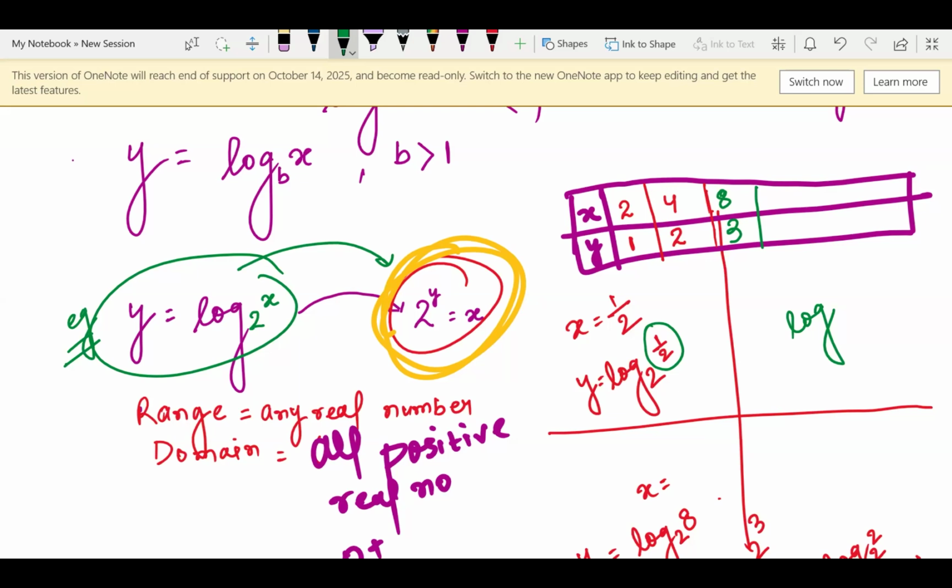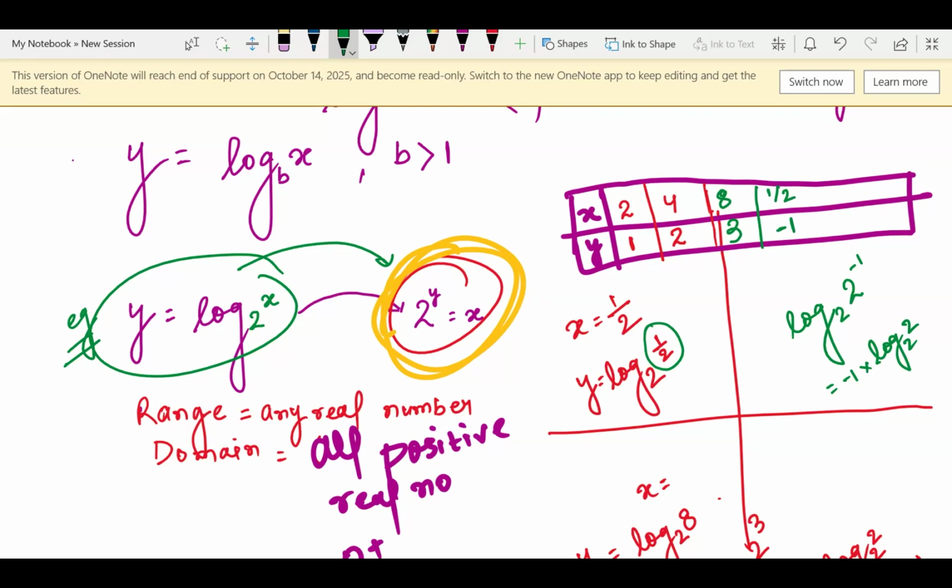So 1 by 2 can be taken as 2 to the power minus 1. The base is 2. And again, the exponent will come in front and it will become log 2 base 2, which is just 1. Right? Yes. जब मैंने x के प्लेस पे 1 by 2 लिया तो मुझे y जस्ट माइनस 1 मिल गया. आ रहा है समझ में? Yes. Okay.